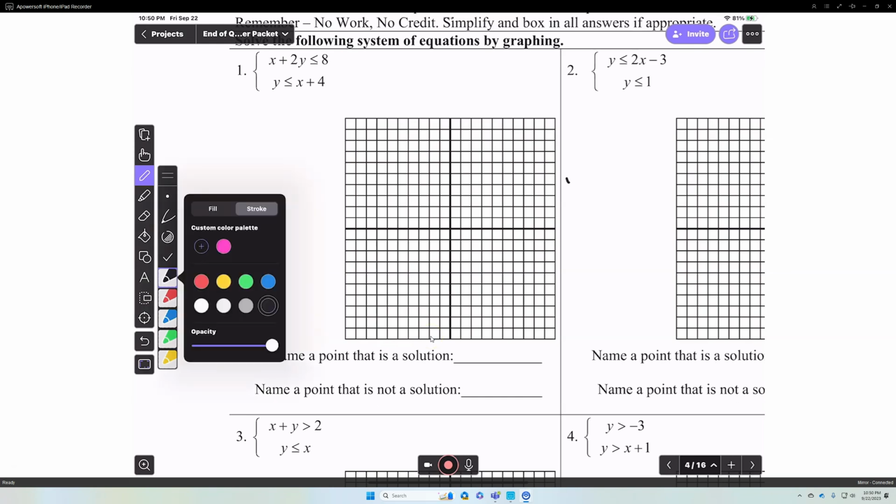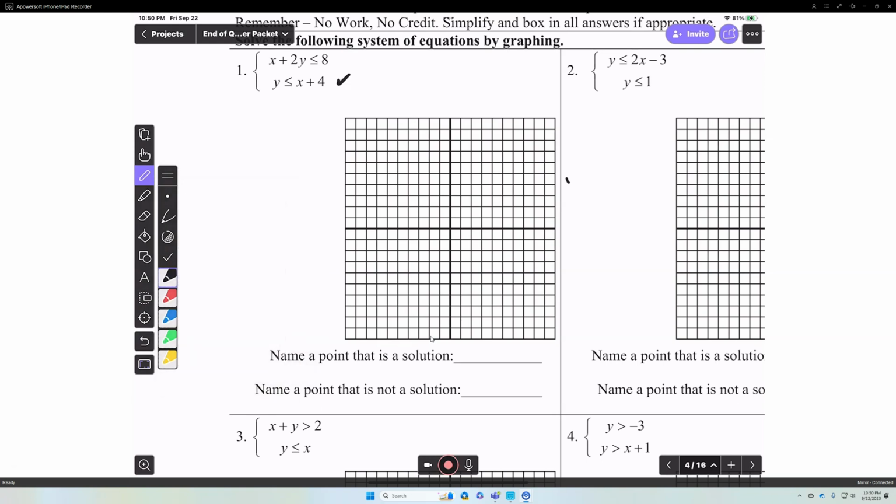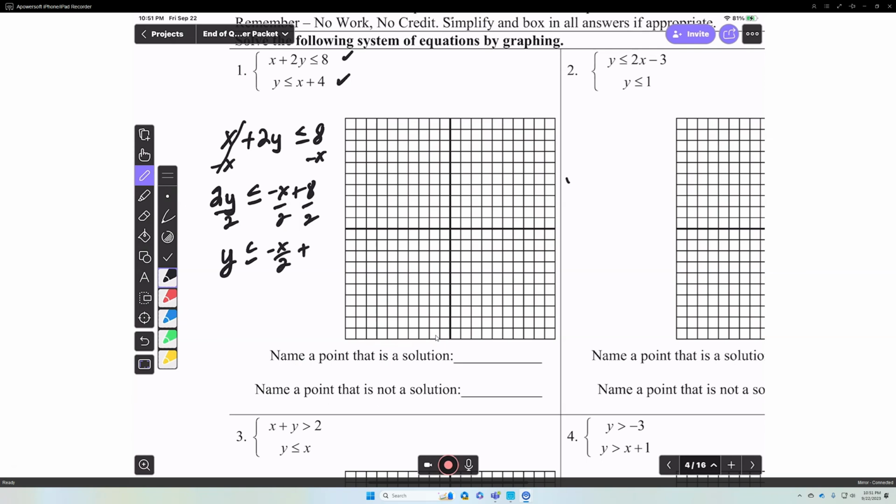So you first got to make sure that both of them are solved for y, and of course you know the first one is not. So I have x plus 2y is less than or equal to 8. So I'm going to go ahead and subtract x. So I have 2y, that's 0, less than or equal to negative x plus 8. And then what I'm going to do next is divide by 2. So we have y is less than or equal to negative x over 2 plus 4.